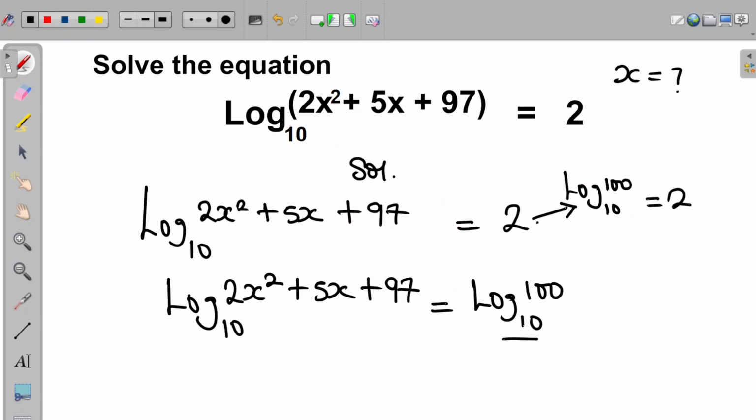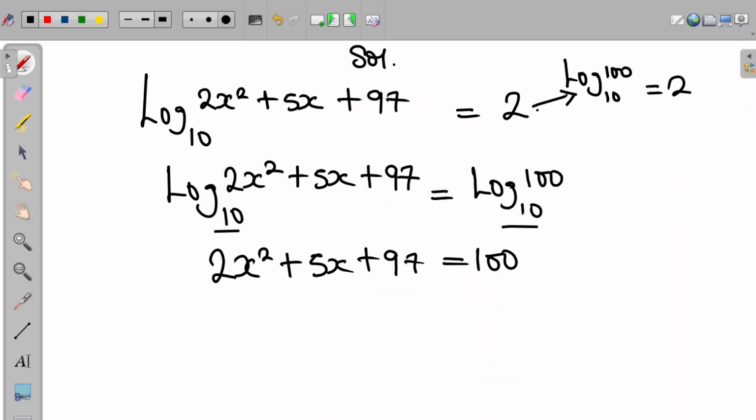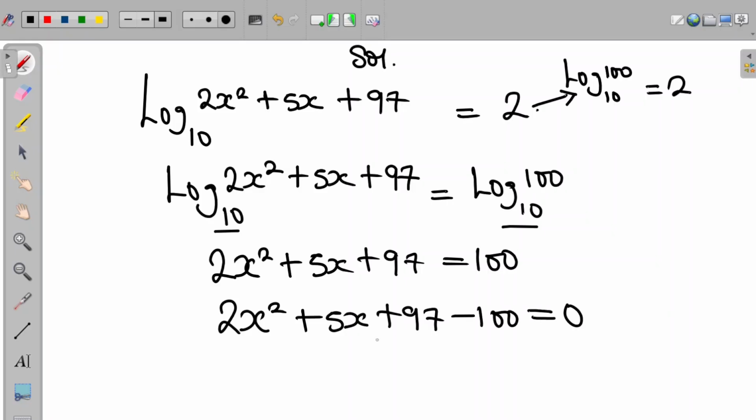So since the bases are the same, which is base 10, the equation becomes 2x squared plus 5x plus 97 equal to 100. Now at this point, we can move 100 to the left-hand side. So we have 2x squared plus 5x plus 97 minus 100 equal to 0. This can further be simplified to become 2x squared plus 5x minus 3 equal to 0.